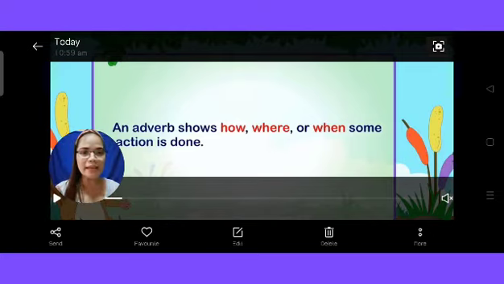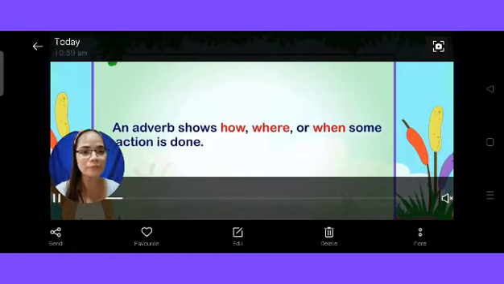Next, it also answers the question where. For example, where do you put your things? You can say, I put my things on the table. Okay? So you answer the question where. And it also answers the question when. When do you study? You can say, I study every night. Okay? So you answer the question when. The word every night is an adverb because it answers the question when or kailan.